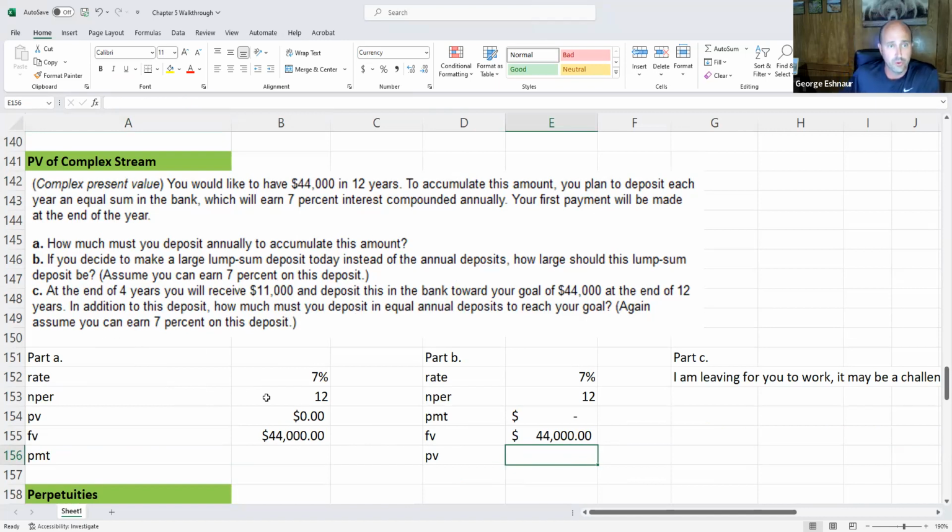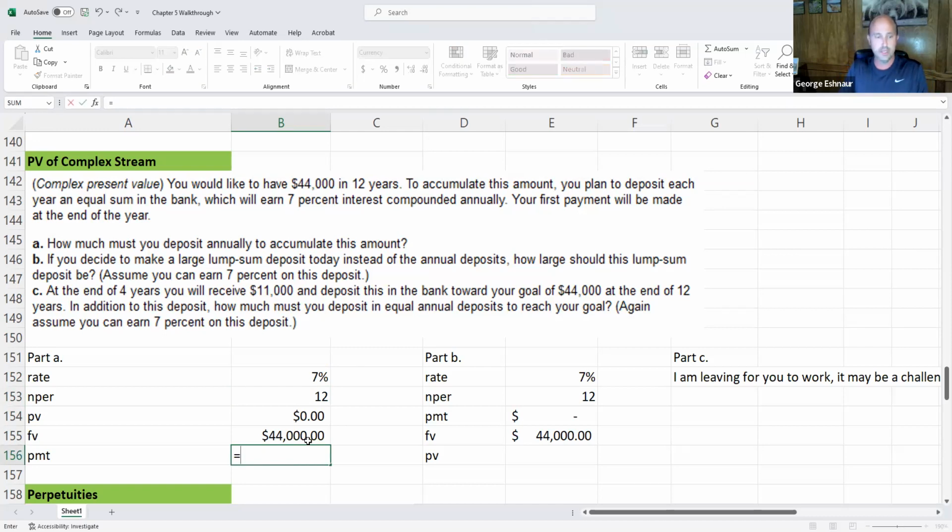All right, so you would like to have $44,000 in 12 years. Okay, so that's our future value. Our present value is $0. You plan to deposit each year an equal sum in the bank, which will earn 7%, and your first payment will be made at the end of the year. So 12 years, present value is $0, because we're not doing anything right now. What we have to figure out is, what's the payment we need to make to get us there?